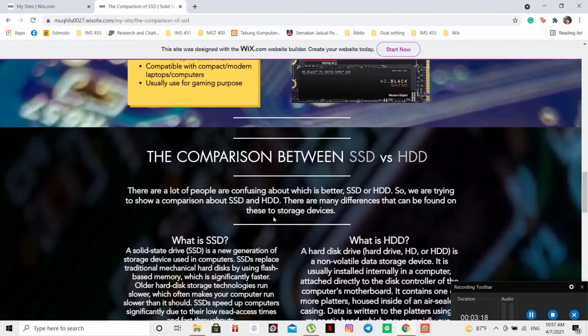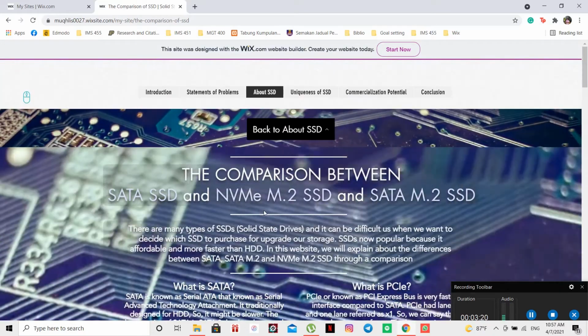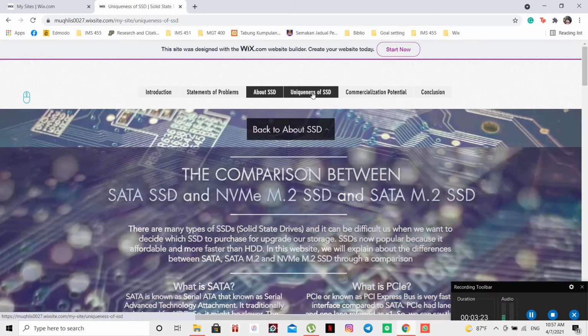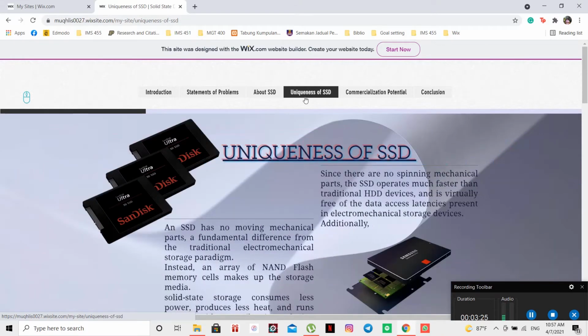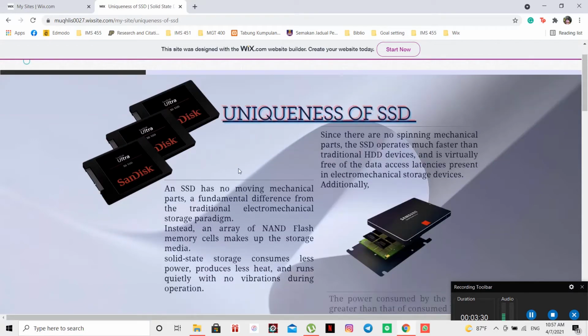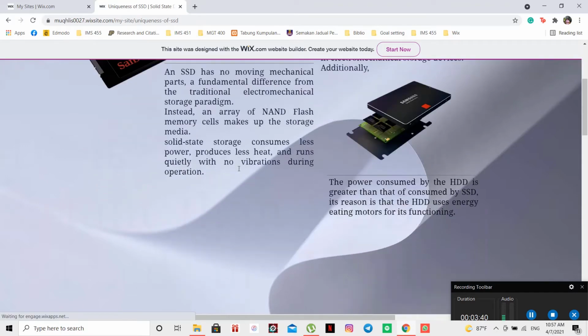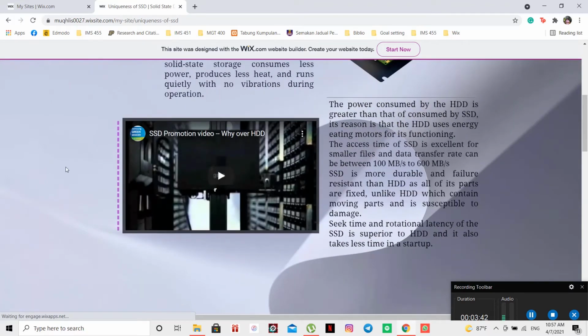Alright, moving on to another web page, which is about the uniqueness of SSD. In this web page, we are explaining the benefits of SSDs, what value we can take from SSDs instead of using the traditional HDD devices. We also include a video about why SSDs can bring more benefits than using HDDs.